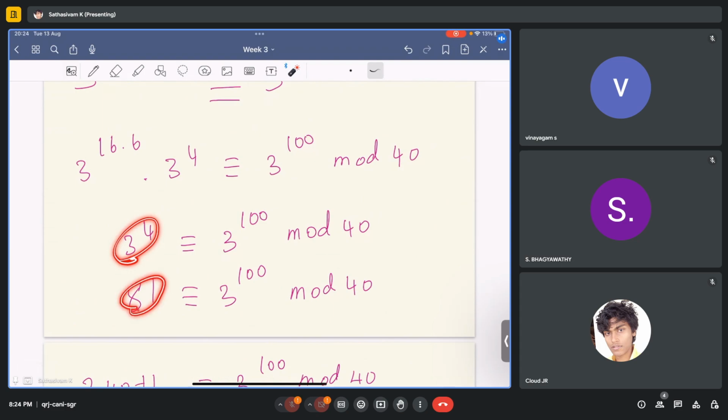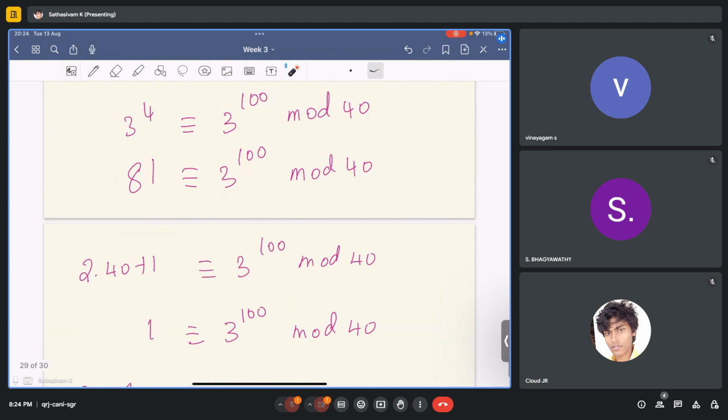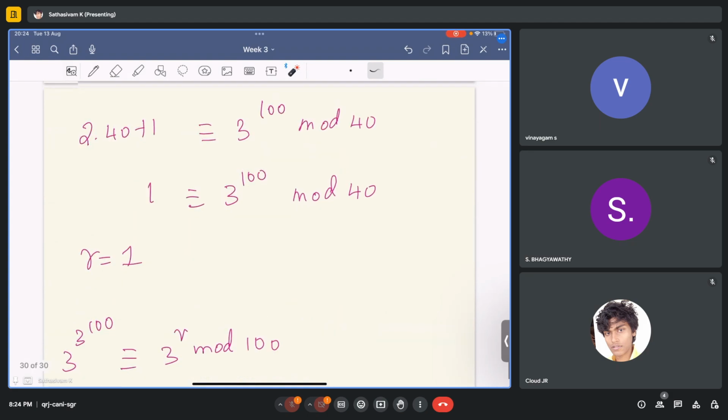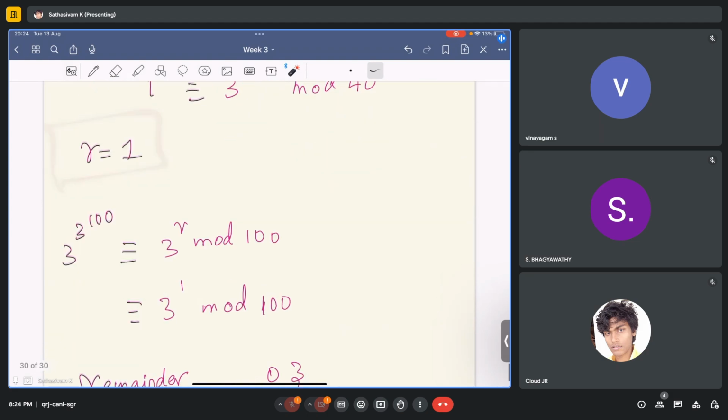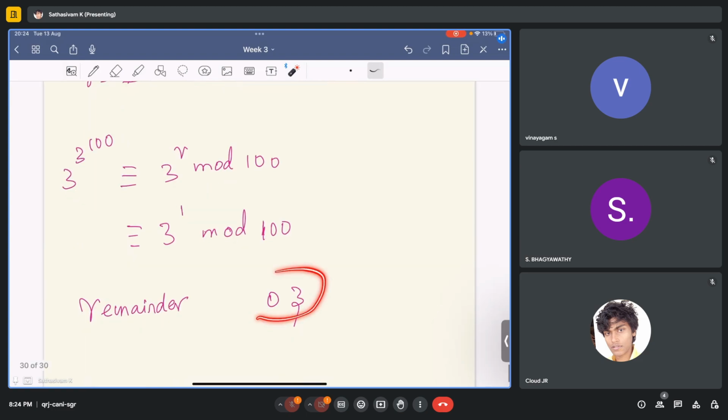So r you can write as just 81. But 81, you go mod 40. So you take the 81 and go mod 40, you will get r equal to 1. Okay. So that means 3 power 3 power 100, you can write like this. So r is 1 and then you get the remainder 3.